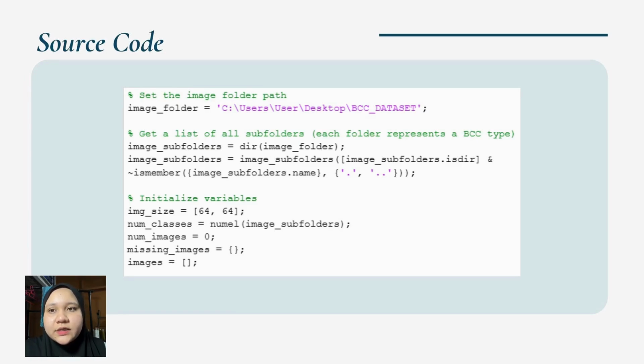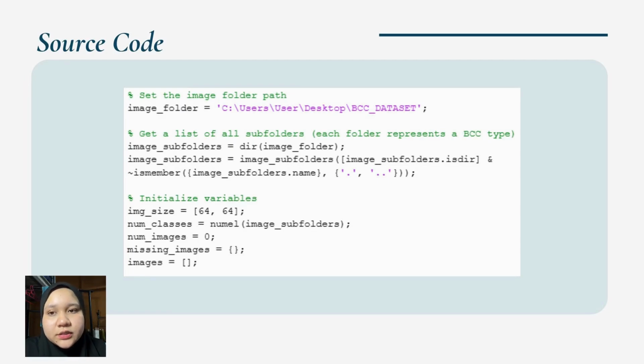Okay, the classifier that we use is a hybrid approach combining LSTM, which is long short-term memory, from the RNN network, for feature extraction, and SVM, which is support vector machine, for classification. First, we will load the BCC dataset. The image folder points to the root directory of the BCC dataset, where each subfolder represents a distinct BCC type such as type 1, type 2, and type 3.